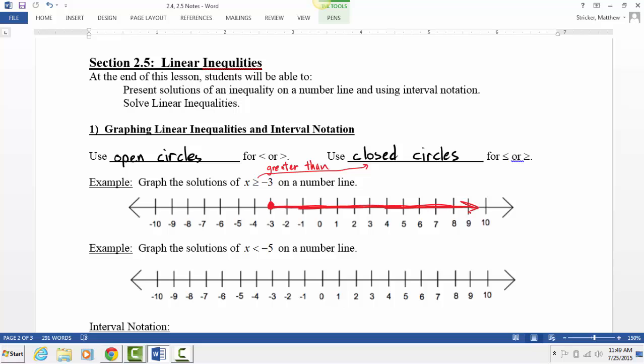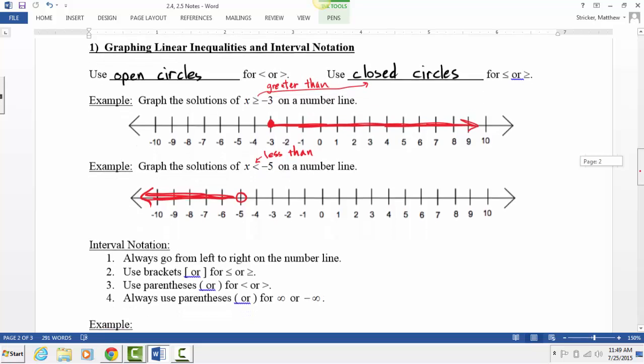We have another example. Graph the solutions of x is less than negative 5. Notice here there's no equal to, so I'm not going to use a closed circle this time. I'm going to use an open circle at negative 5. And now it's less than, which means we now shade to the left instead of to the right like before.